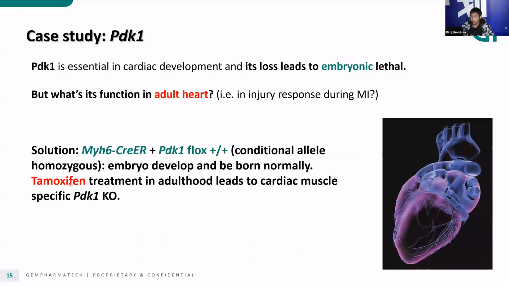Then in adulthood, we could inject tamoxifen into the mice and lead to a cardiomyocyte-specific, or Myh6-positive cell, deletion of PTK1 and loss of function. And then we could do the subsequent experiments to see its function in adult heart maintenance or injury response.